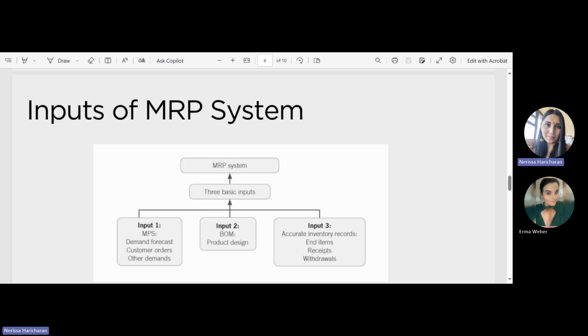So you can see, anything from a master production schedule, a bill of material, as well as an accurate inventory record. If these three inputs are not done correctly, you cannot have an MRP system. So making sure that these three are ticked in terms of boxes, that's when you know your MRP system is working and is functional. Okay.